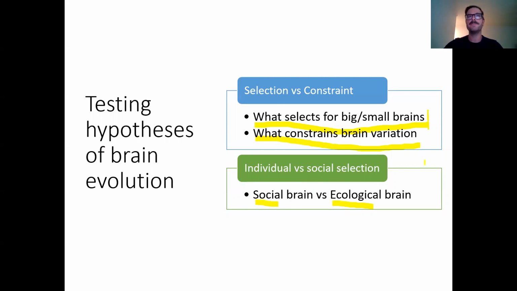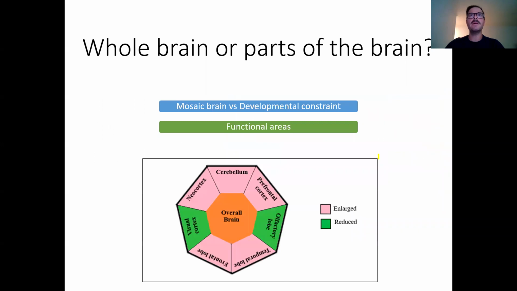At the same time, it is still unclear whether we should treat brain evolution as a mosaic process, so whether certain parts of the brain evolve independently from each other, or whether the whole brain is under certain developmental constraints, so we should look at the whole brain, or whether we should look at different functional areas or different cytoarchitectural areas.